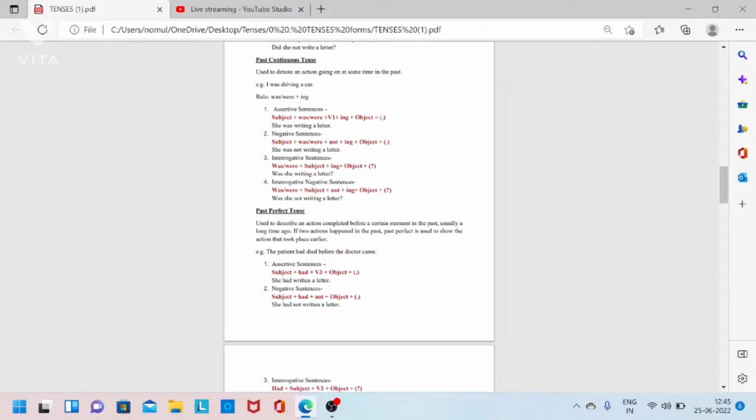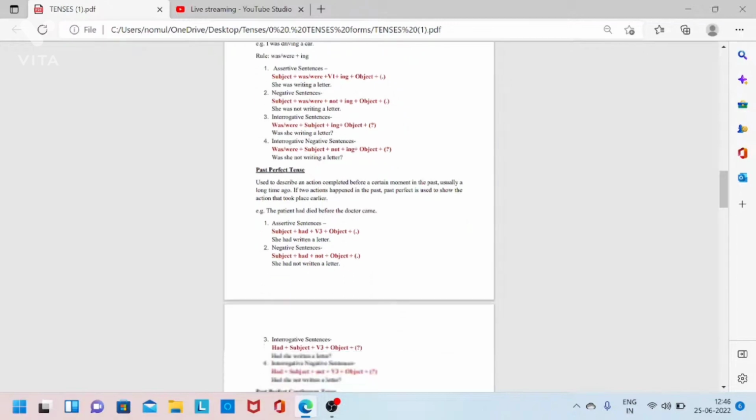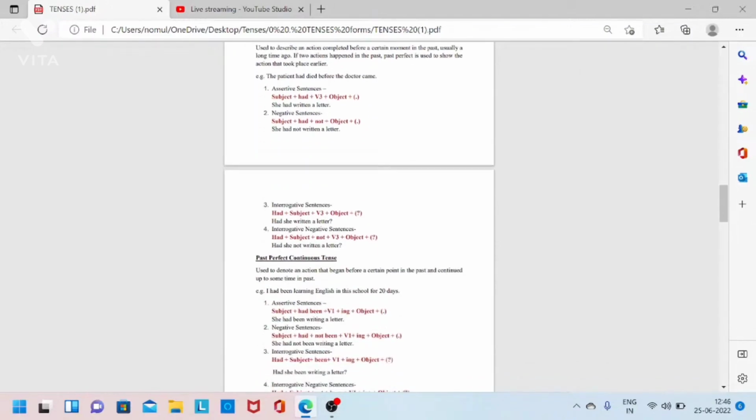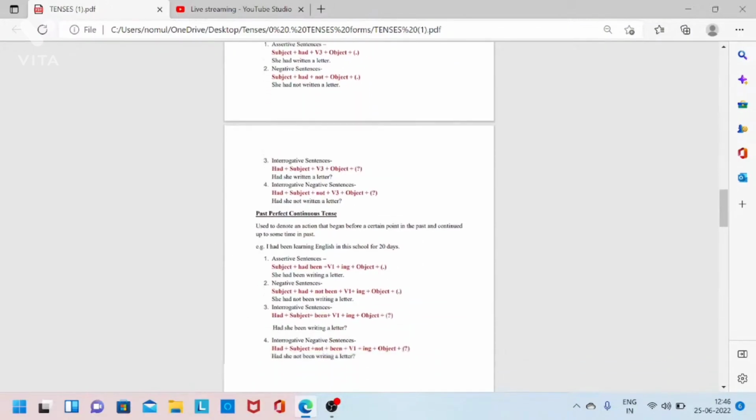Here I have not mentioned it, but here it should be mentioned v3. Okay, she had not written a letter. Here I have not mentioned subject plus had plus not plus v3 plus object. Okay, she had not written a letter. So for the past perfect tense, interrogative sentences will be like had plus subject plus v3 plus object. Had she written a letter?